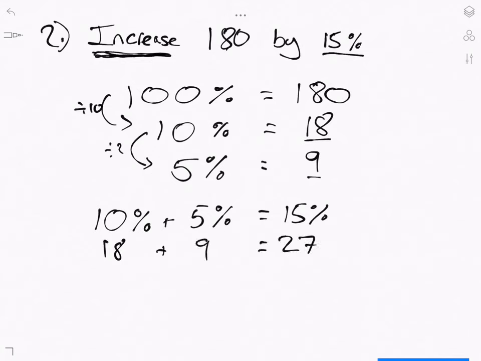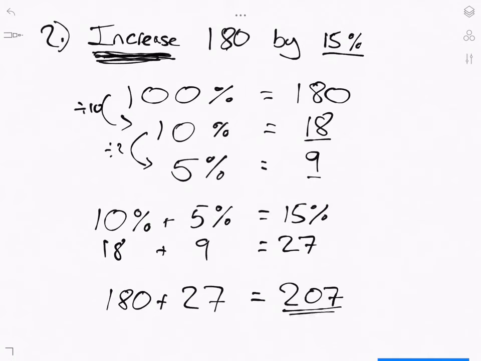But we're not finished yet because, again, this keyword, increase. So we're going to make 180 larger by 27. So like I said, we needed something bigger than 180. And we get that through adding 180 and 27, giving us 207. And that's our answer. So we've increased 180 by this 15%. If it said decrease, instead of adding here, we would subtract. Because it says increase, we're adding.